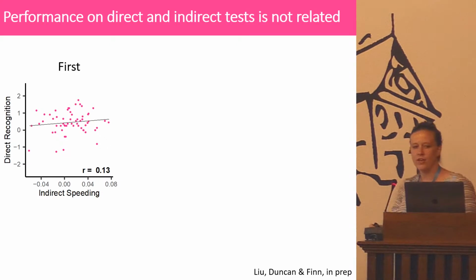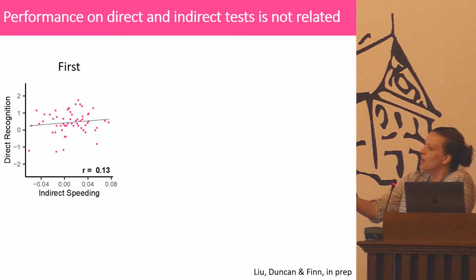So the first thing I want to show you is that performance on these direct and indirect tests is not related. Again, this isn't new information, right? Laura Battering has shown this to us, and even Kevin yesterday showed this to us. This is a very consistent finding. So I have a measure of direct recognition along the x-axis here, and a measure of indirect speeding. So this is basically the indirect test. What we're doing is looking at speeding from position 1 to position 3.